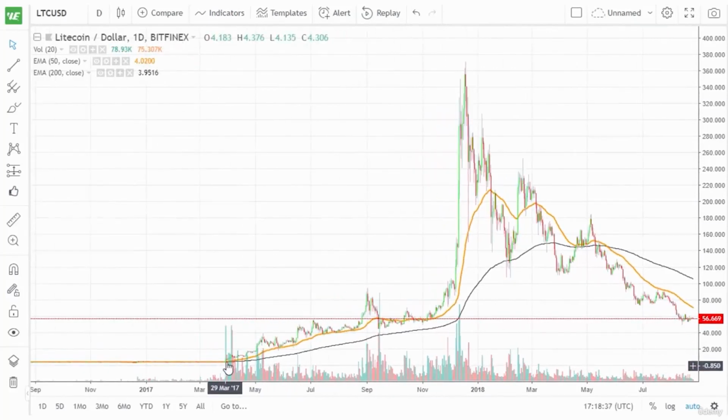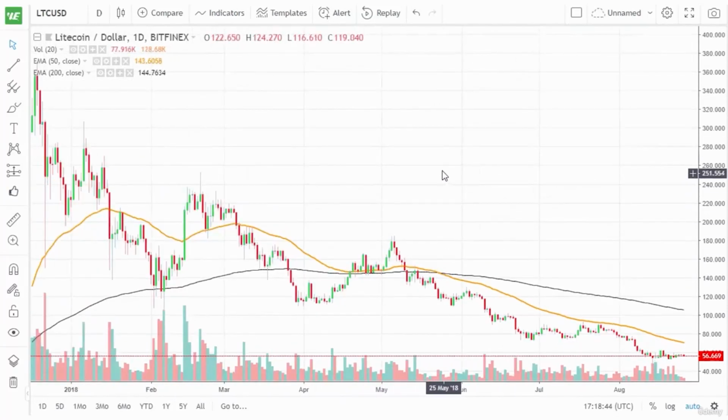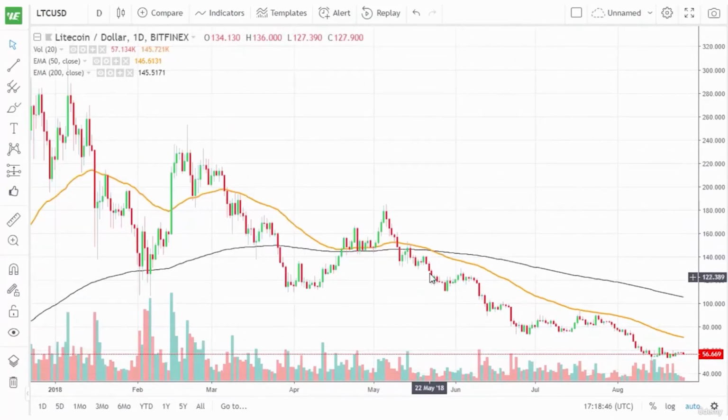So, for example, the golden cross way down there led to a lot of gains. We had a death cross here, and you can see we've fallen. At that point, we were at roughly 126. We're now at 56 as I record this. The 200-day average is considered to be longer-term support and resistance.